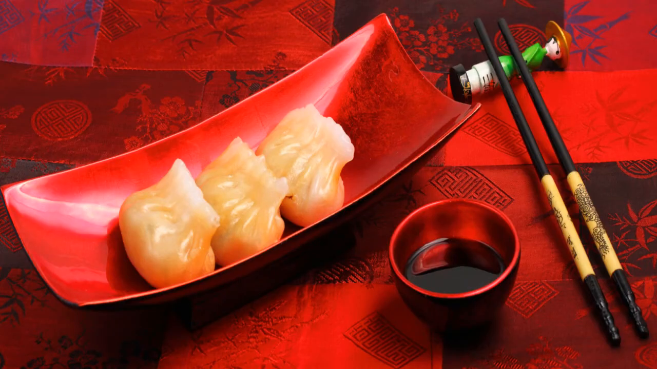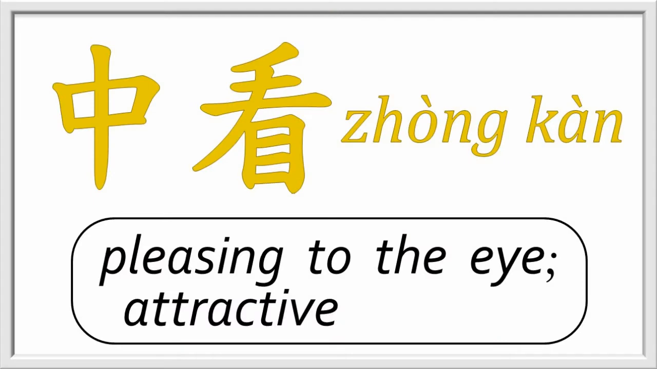Another phrase, literally visually striking, 中看, is used to describe something attractively put together, such as a food dish, or tastefully designed, such as clothing or home decoration.